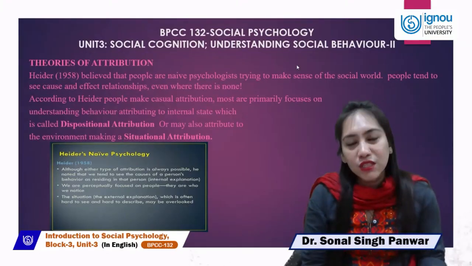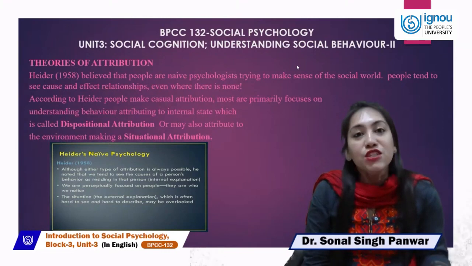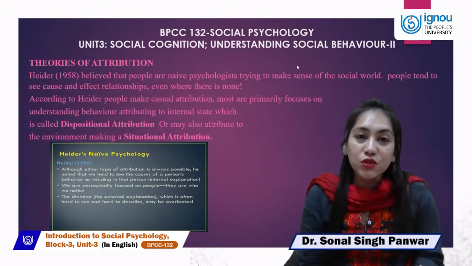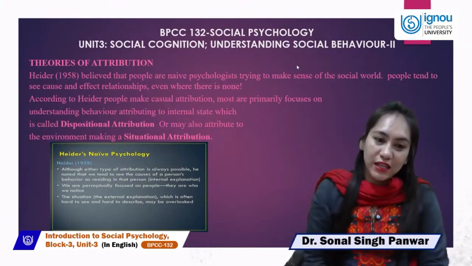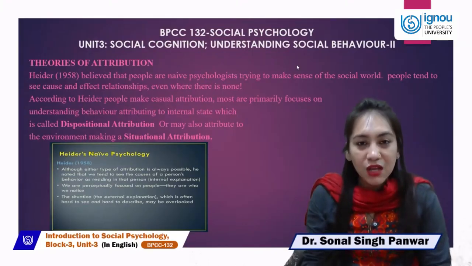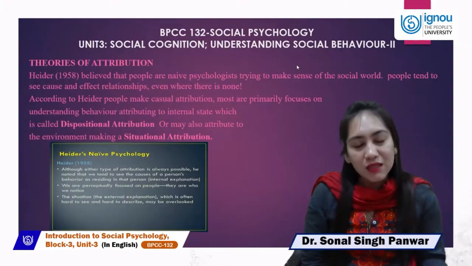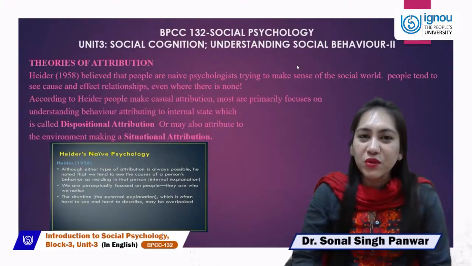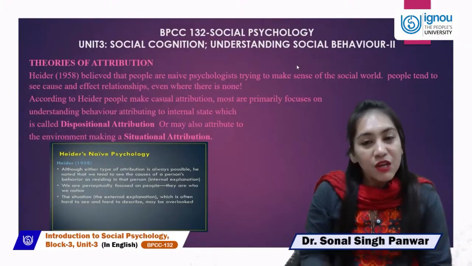And if we are not attributing the causes of someone's behavior to personality or disposition, what do we do else? We attribute it to the situation or the environment. This is called situational attribution. So there are two kinds of attribution: one is dispositional, according to Heider, and the other is situational attribution. Casually, when we are judging people's behavior or the cause behind it, we end up doing this.